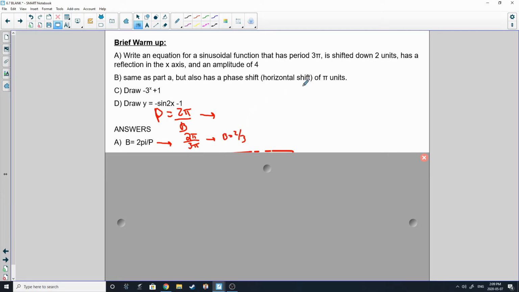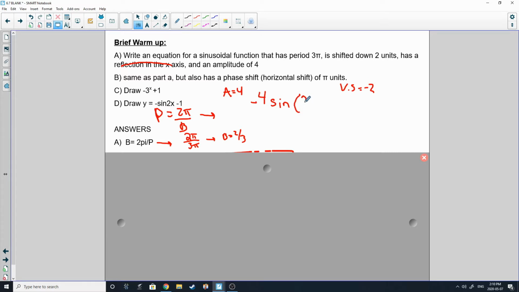What else do we see here? We got a reflection in the x-axis, so we know that we're going to be taking our sine function and applying a negative in front of it to get the reflection. So we did that part. Amplitude of 4 means that we're going to have a 4 in front of here, so that's our a value. And we got our b value, and it shifted down 2 units, so that's a vertical shift. And that's going to be -2. So we got -4 sine.